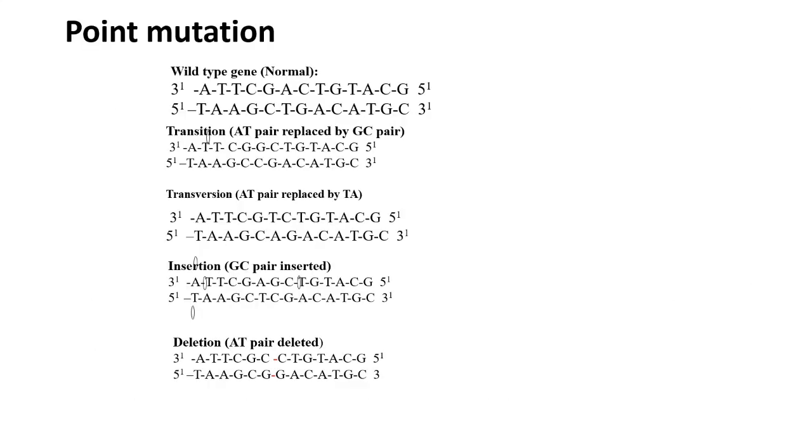This is the representation of point mutation, and you can see the first one, the wild type gene with a specific base pairing AT, TA, TA, CG, GC, AT, CG, TA, GC, TA, AT, CG, GC. And in the case of transition mutation, you can see one base pair AT is replaced by another base pair GC. Therefore, you can see in position 4, here, the CG base pair is replaced by AT.